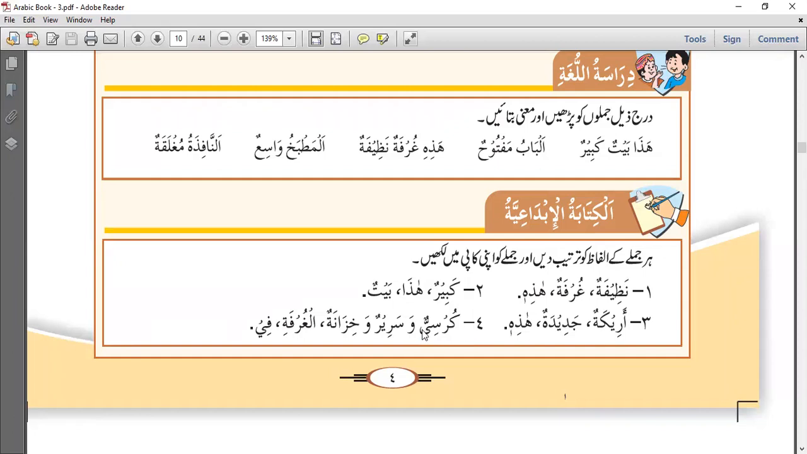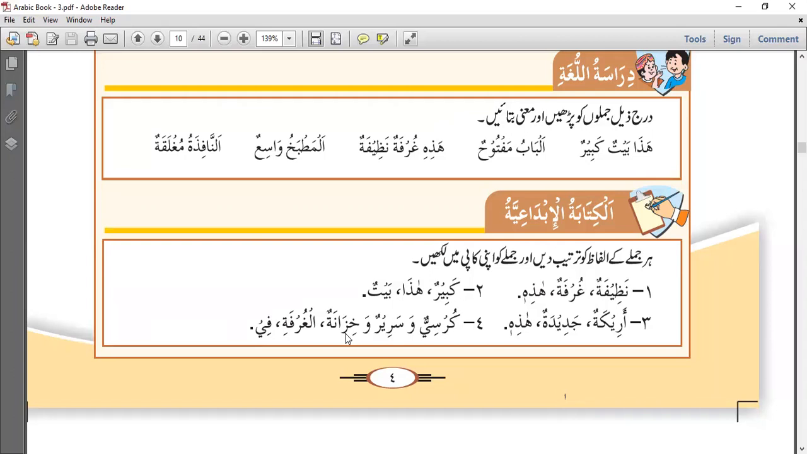Point number four is kursiyun wasarirun wakhizanatun and ghurfati and fi. There are three words, so I mean three statements are there. So you will join them to make one statement in sequence. Fil ghurfati, fi will come first, ghurfati will come second, and this fourth statement will come third. Fil ghurfati kursiyun wasarirun wa khizanatun. In the room, there is a chair, and a bed, and a cabinet.